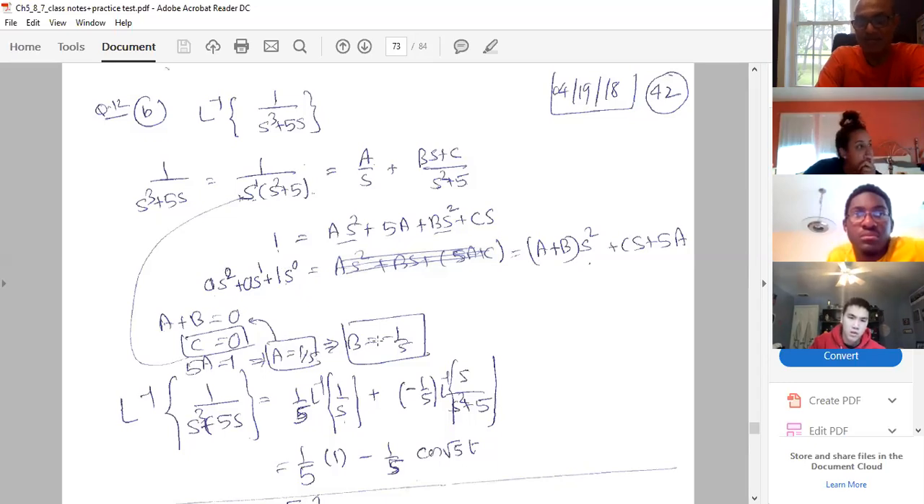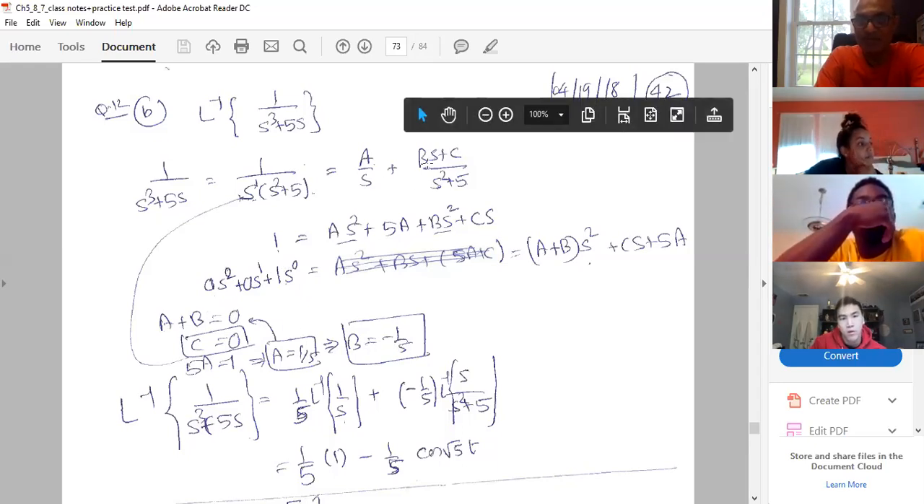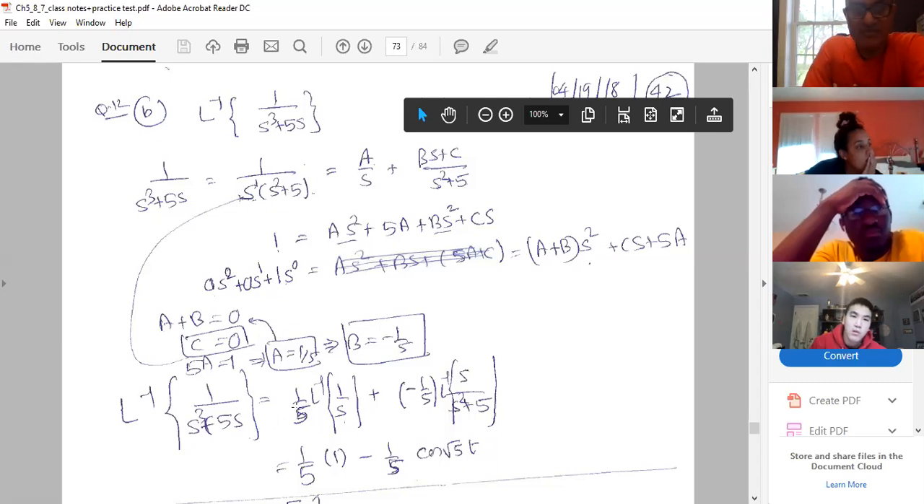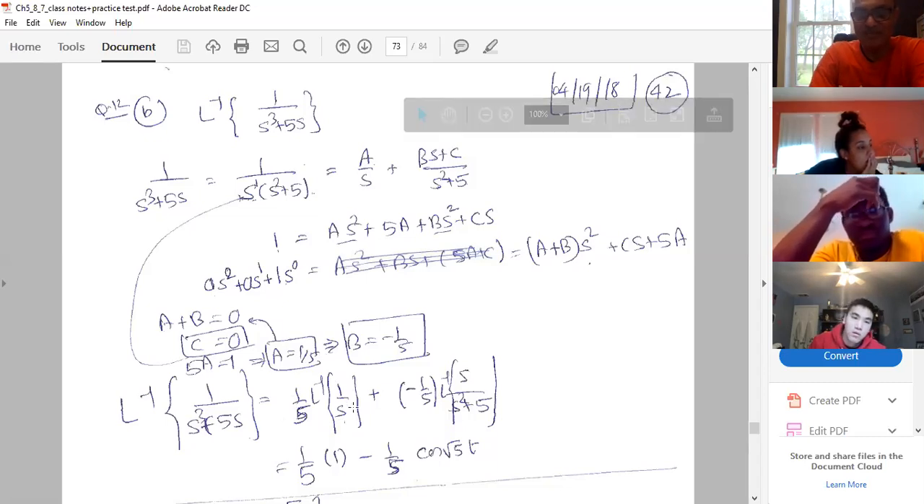I have A and C. Naturally, I can plug in the values and get B. I don't have to go for my RREF; this is a very simple calculation. Once you have found your A, B, and C, just go back and plug them in, writing the denominator as a sum of simple linear functions, and then go for the inverse Laplace transform. You're going to get 1 over 5 out, inverse of 1 over s.